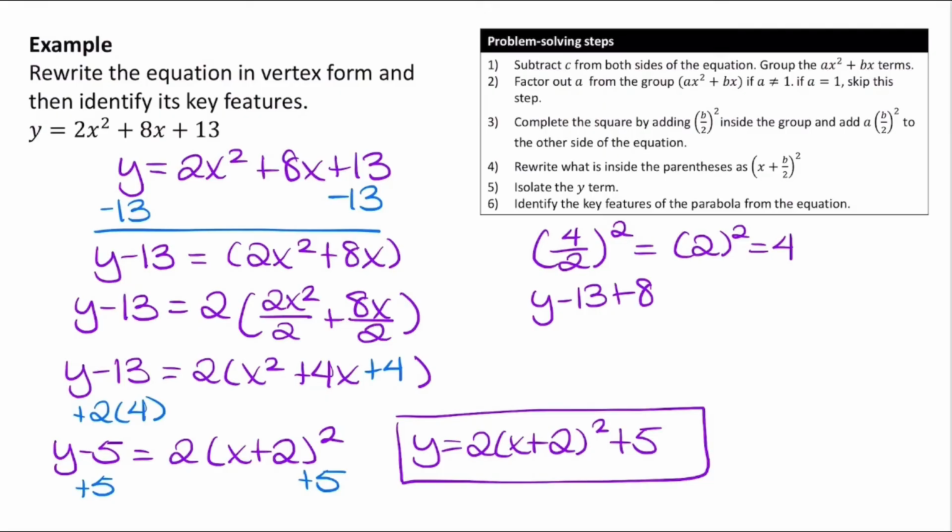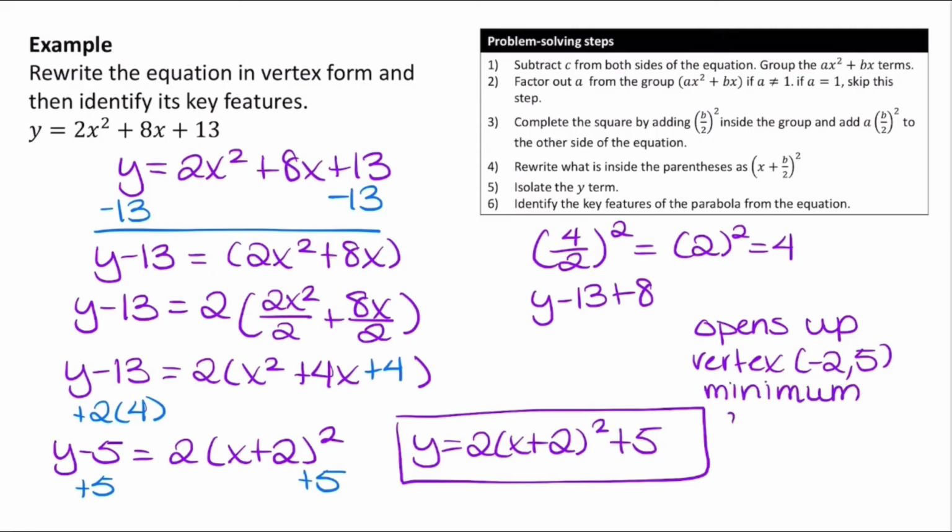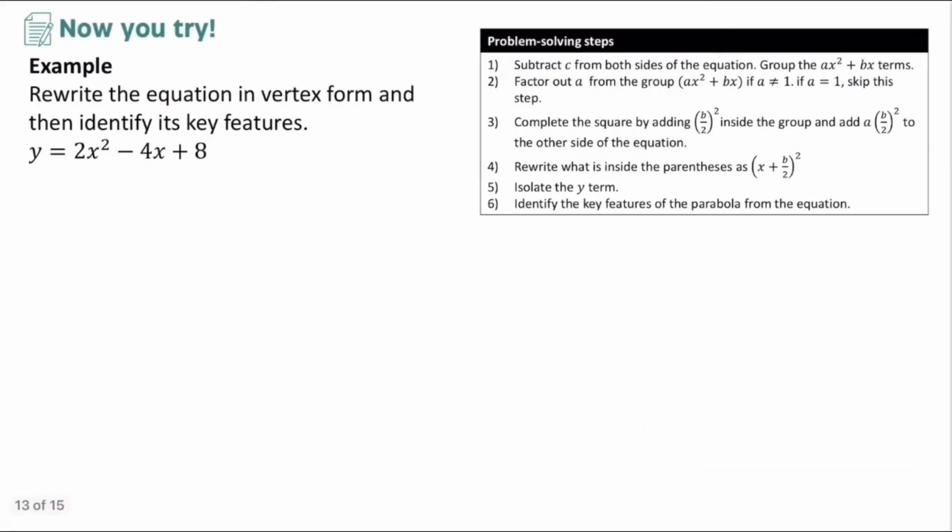So since my x term is being squared, I know it's a vertical parabola. A is bigger than 0, so I know that it opens up. The vertex will be at -2, 5. Since it opens up, the vertex will be a minimum. And I know that the axis of symmetry will be at x equals -2. So now you can go ahead and pause the video and try rewriting this equation in vertex form and then identifying its key features.